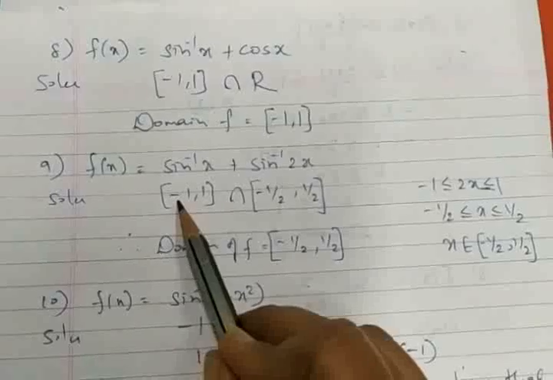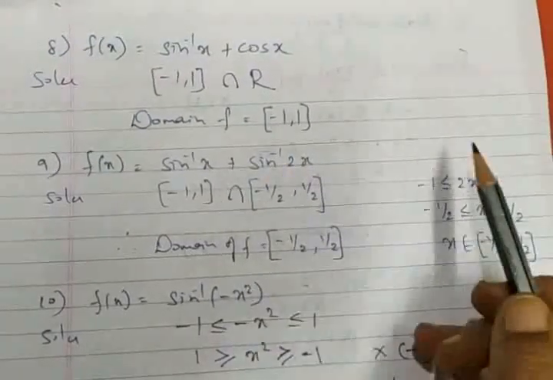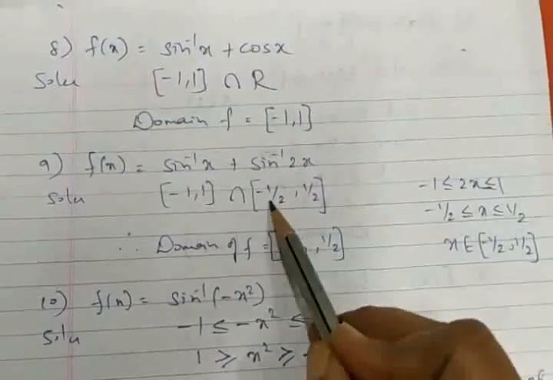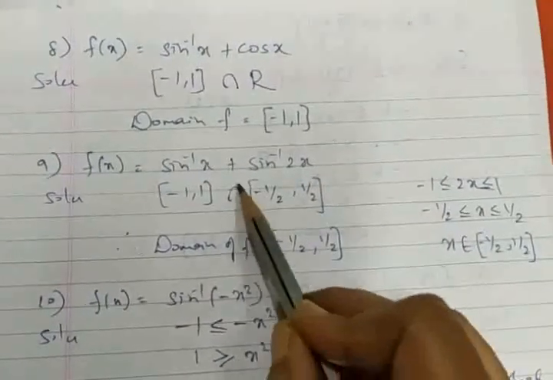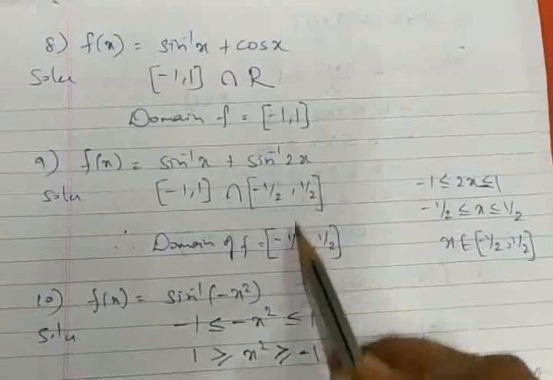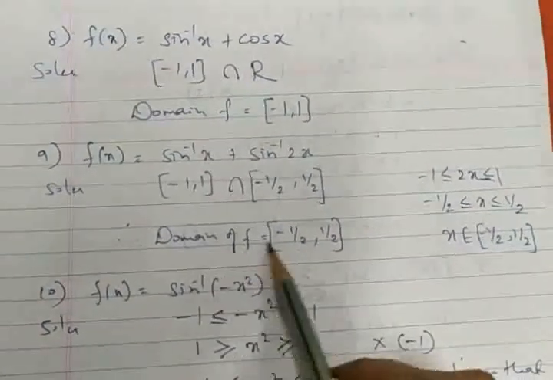Look, remember the number line. Between -1 and +1, what we get in the middle is -half and +0.5. Isn't it? So the intersection means what is common, right? So that will be taken as the domain for the function.